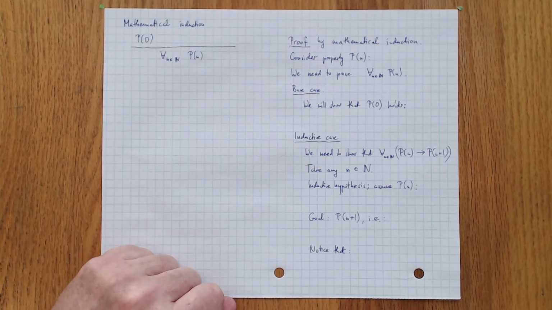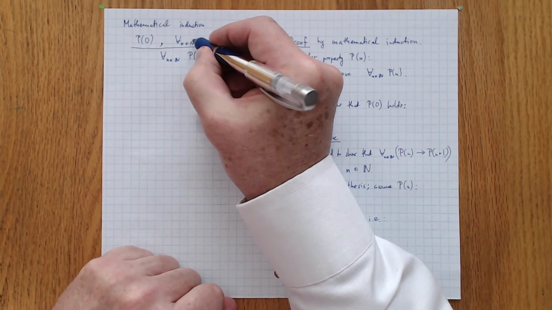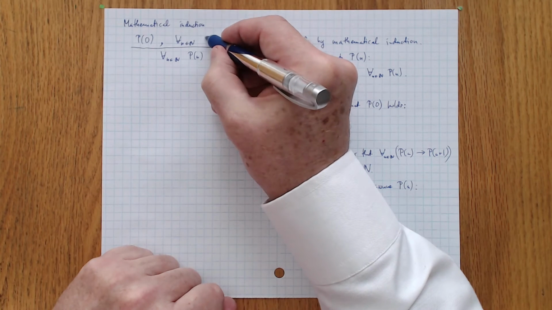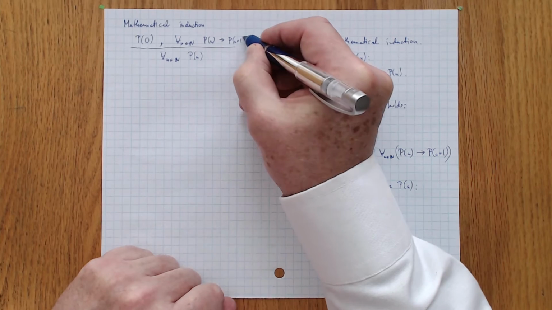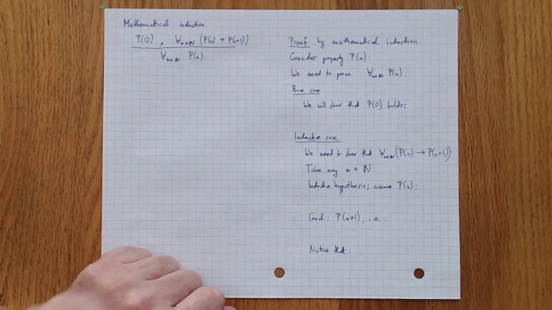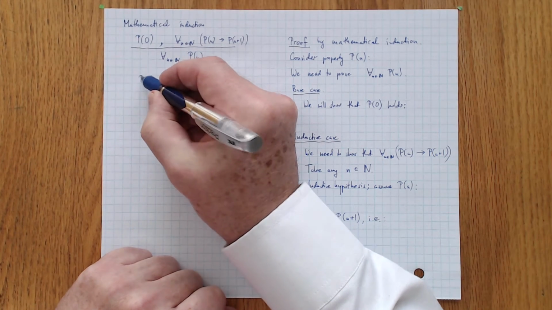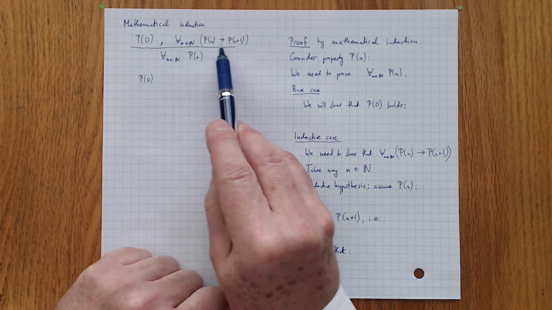0 has the property p, and also for every natural number n, p of n implies p of n plus 1. If these two premises are established, then we can conclude that every number has the property p. The intuition behind the mathematical induction is as follows. We establish p of 0 and also this universal statement.